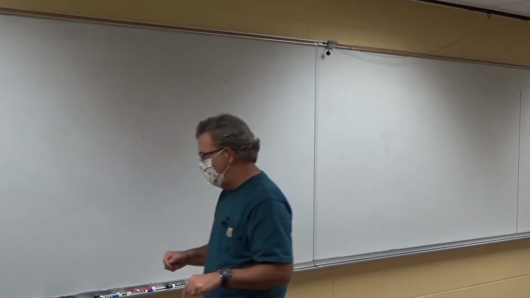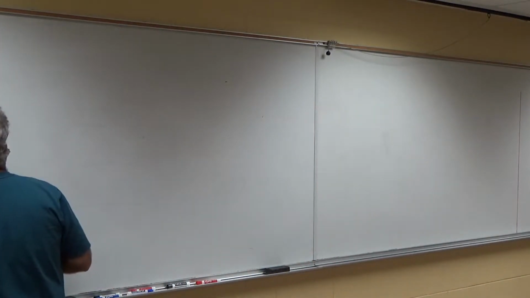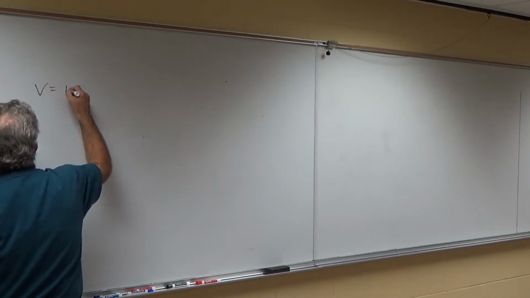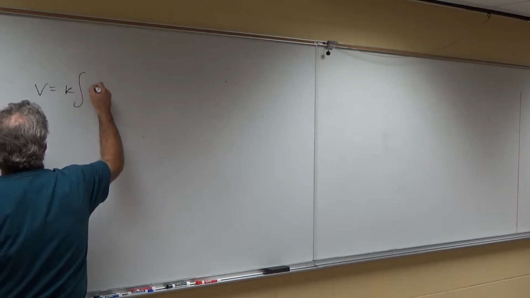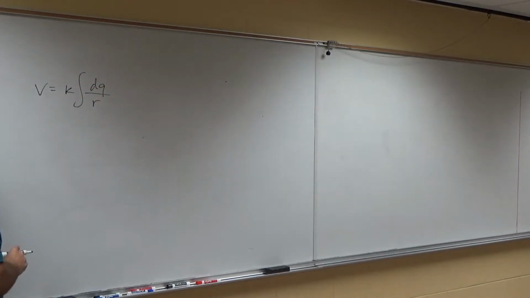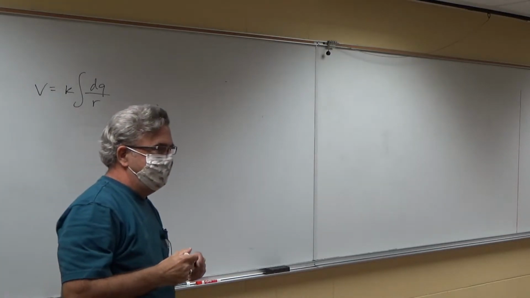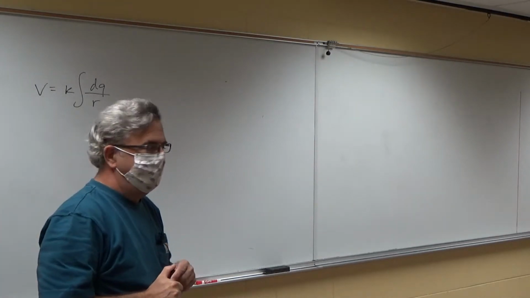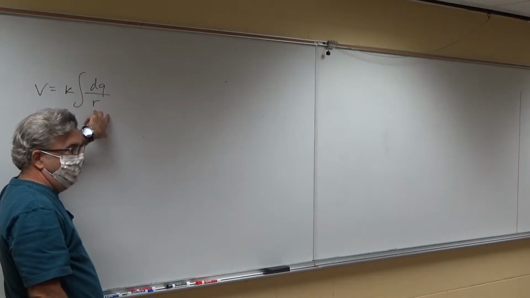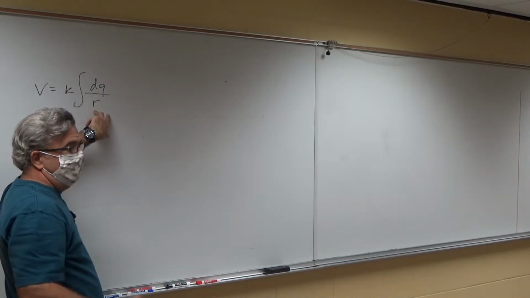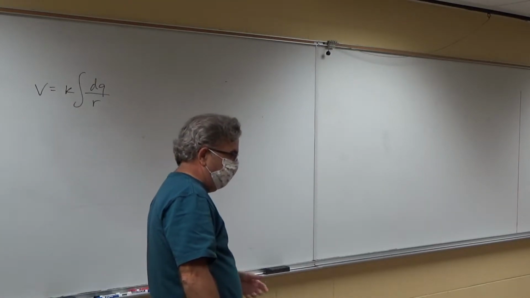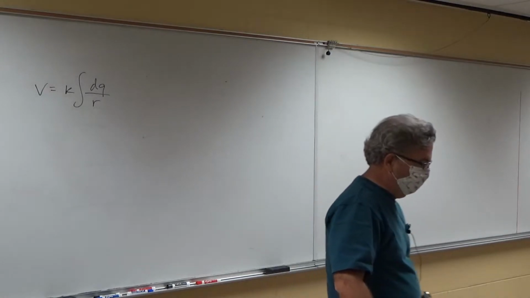You sum up all the little bits of charge over the object, and you get V is equal to k times the integral of dq over r. So that just means that you add up all the little bits of charge. The potential always goes like 1 over r, not 1 over r squared, and you get some expression for the potential.